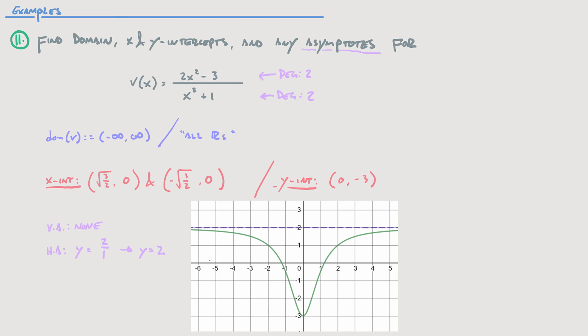Okay, so here's what the graph looks like. 0, negative 3 is the y-intercept. We've got our two x-intercepts at these values, although this one's here and this one's over there. There's no vertical asymptote at all. The domain appears to be all real numbers because there's nothing that's breaking the continuity of the graph itself. And then y is equal to 2 is the horizontal asymptote. I also just noticed that this says example 2, but I'm pretty sure this is the third one. Anyway, that's going to be it.